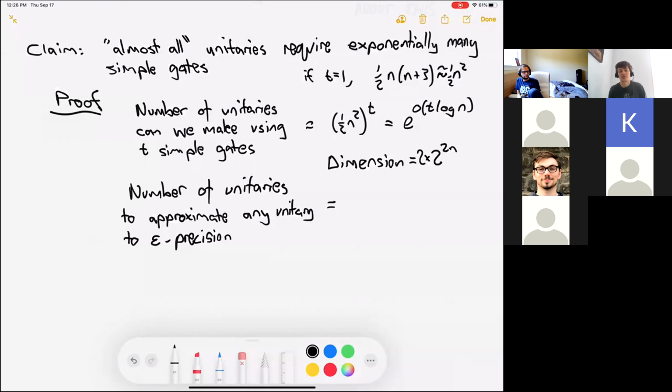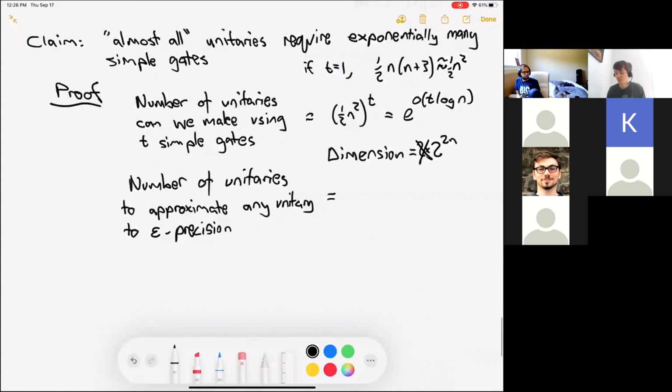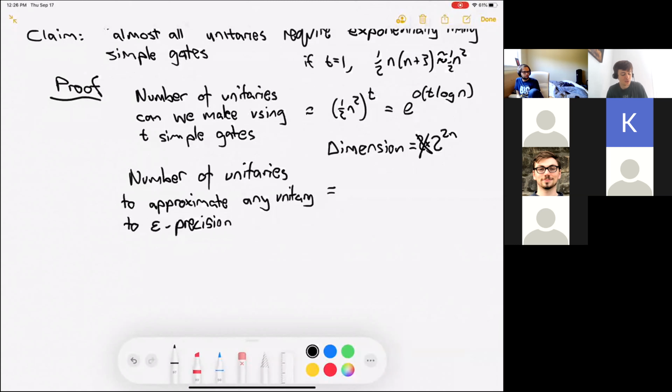Okay. But then we also need to have U dagger U equal to the identity. U dagger U is positive, so it's always a real matrix, but we have 2 to the 2n constraints that all those matrix elements are equal to the identity. So the dimension of the space of unitaries is actually just 2 to the 2n. Okay, that's how many degrees of freedom I have to change the matrix elements of my unitary while keeping it unitary.